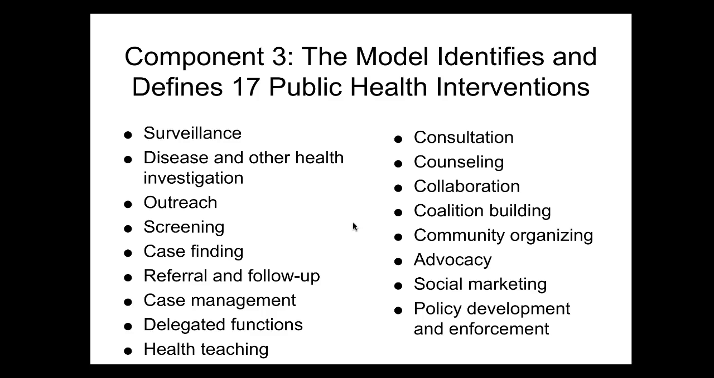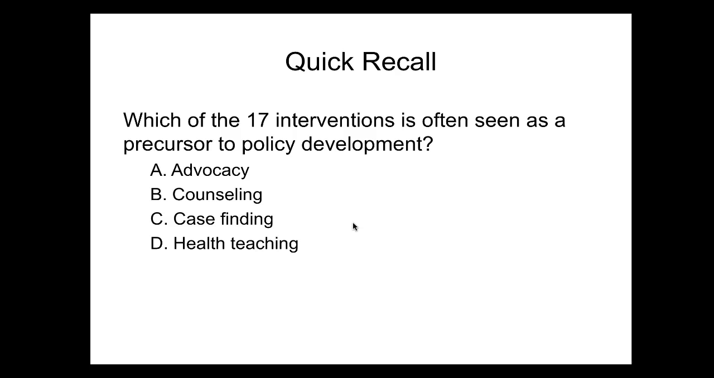Component 3 says the model identifies and defines the 17 public health interventions, which we've talked about: surveillance, disease and other health investigations, outreach, screening, case finding, referral and follow-up, case management, delegated functions, health teaching, consultation, counseling, collaboration, coalition building, community organizing, advocacy, social marketing, policy development, and enforcement.